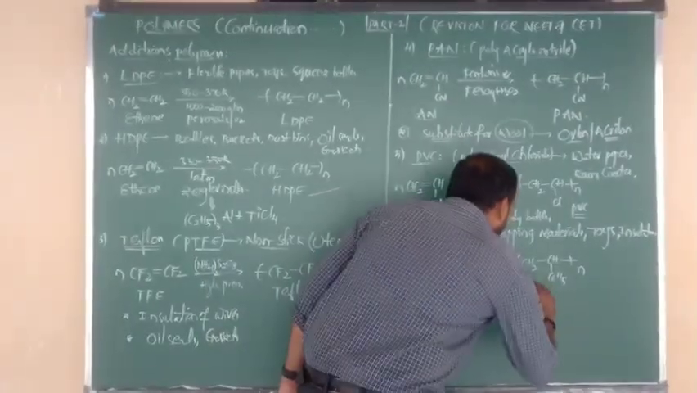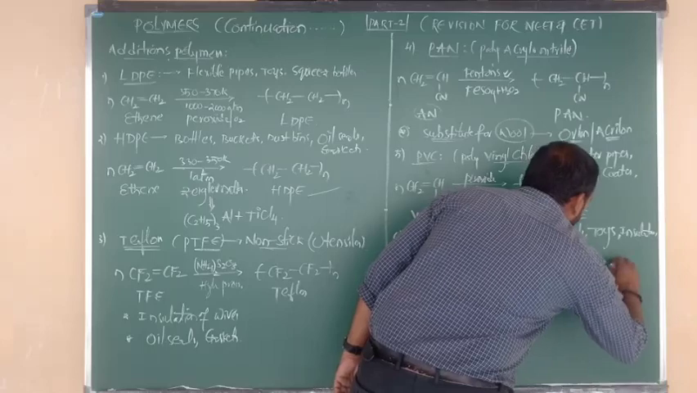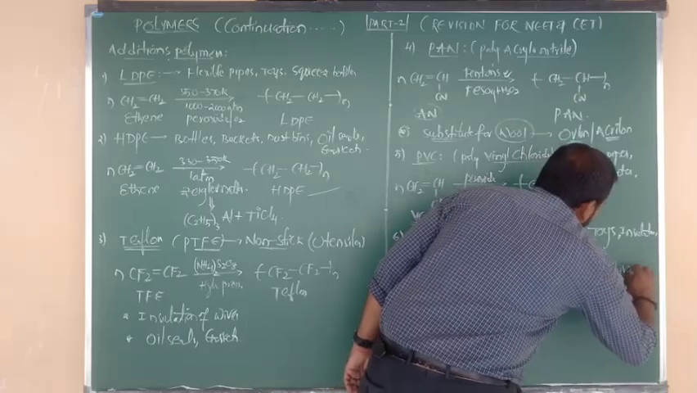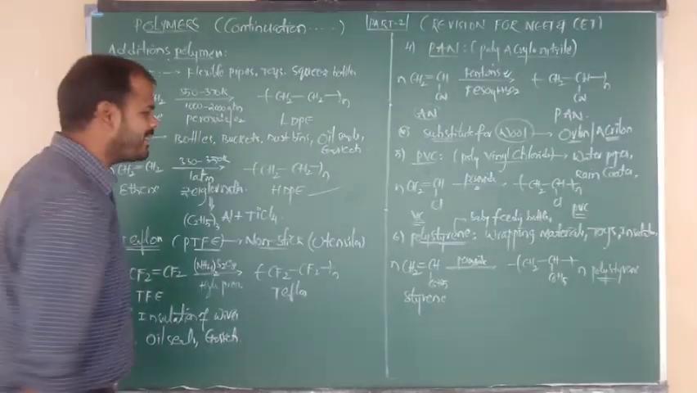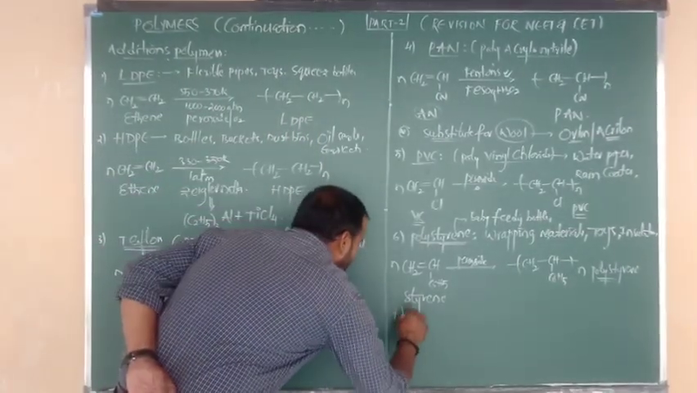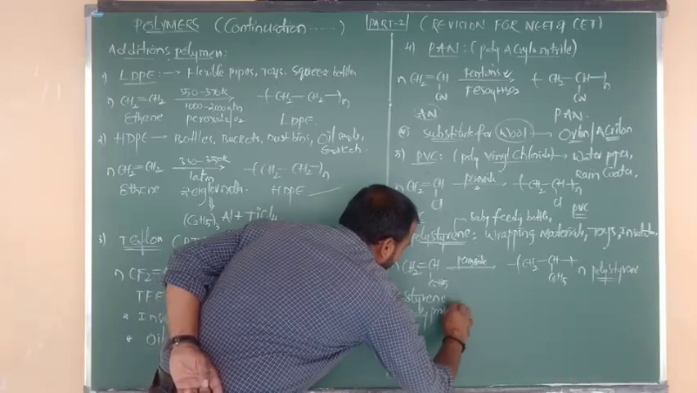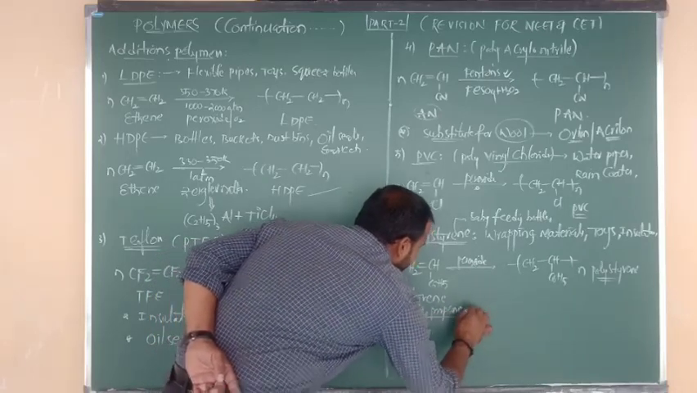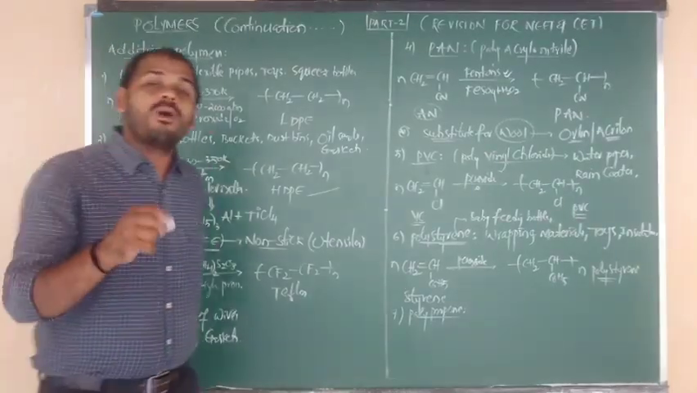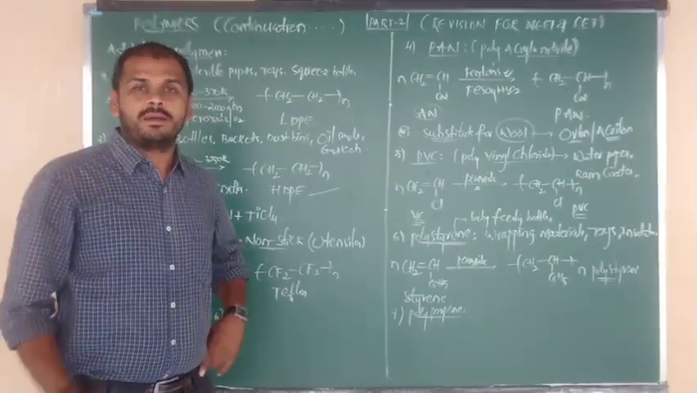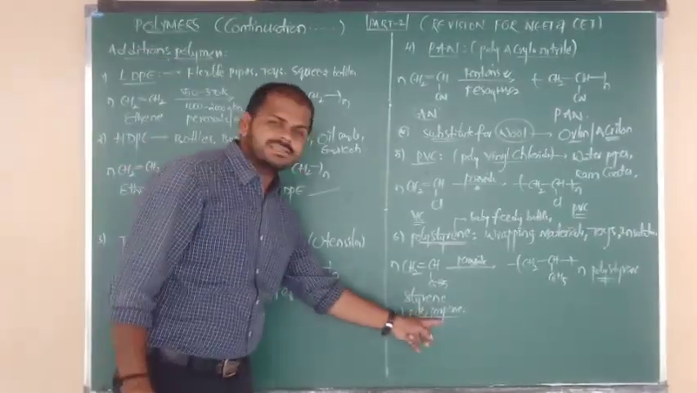So styrene upon addition polymerization forms the product. What is the product? Polystyrene, as I have already told you. Okay. And in that category, one more I want you to consider: the polypropylene. Polypropylene, or we can also say polypropene. So the monomer is what?